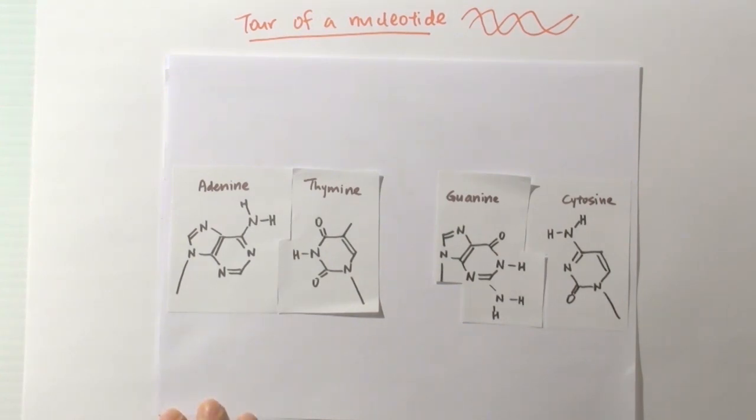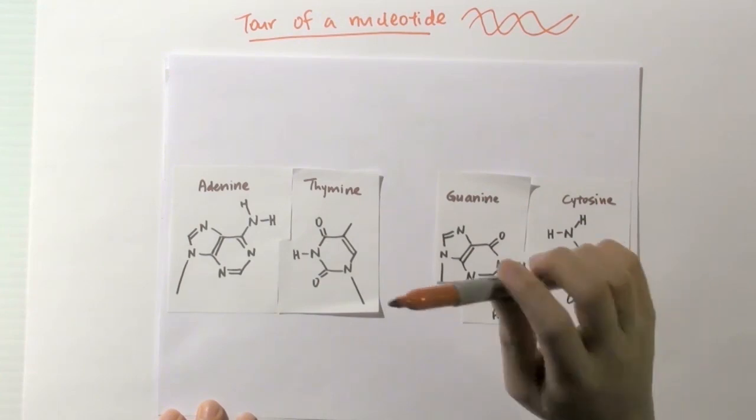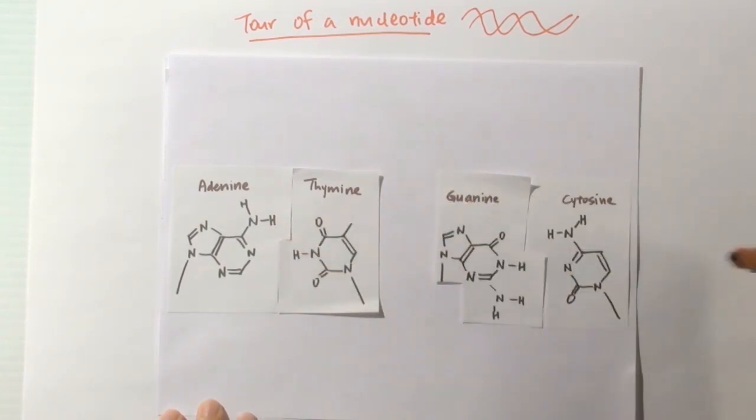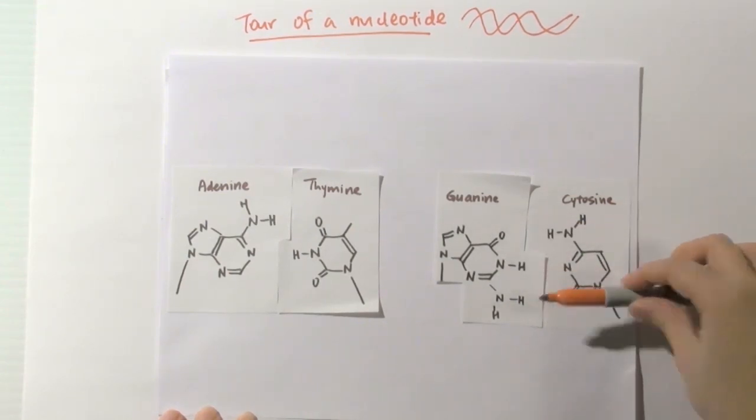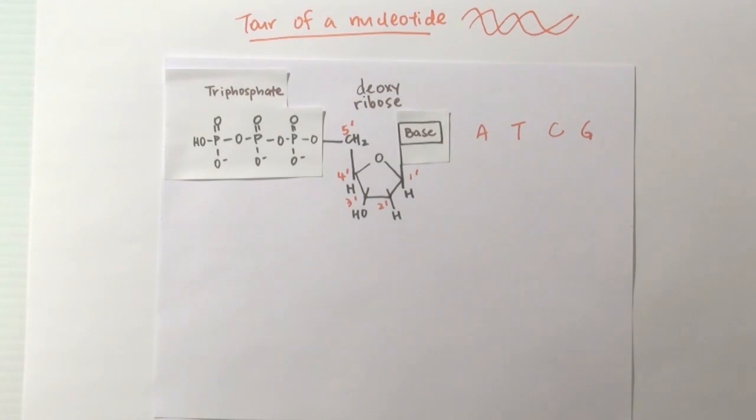So A and T are held together by 2 hydrogen bonds here and here, and G and C are held together by 3 hydrogen bonds here, here, and here. Let's come back to our nucleotide and let's talk about how we're going to make DNA. So how are we going to make DNA? We're going to have to join together many nucleotides.